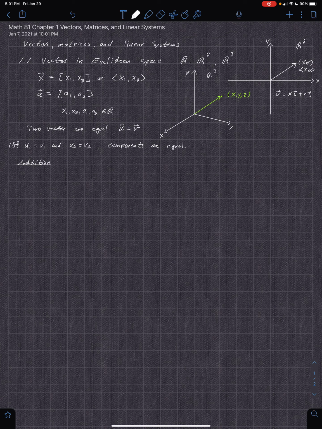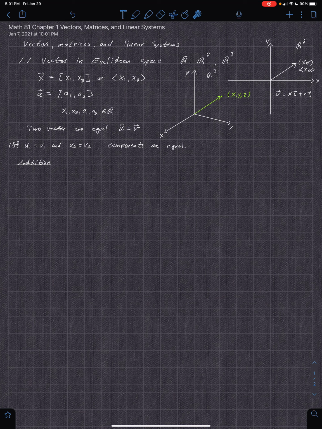Chapter 1 is on vectors, matrices, and linear systems of equations. So let's take a look at 1.1. Basically, we're going to define vectors in Rn, or Euclidean space, as we call it. A lot of this you would have seen in algebra when you're talking about R and R2. And then R3, you probably saw mostly in Calc 3, or multivariable calc.